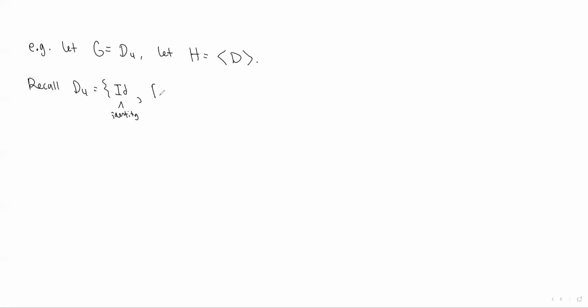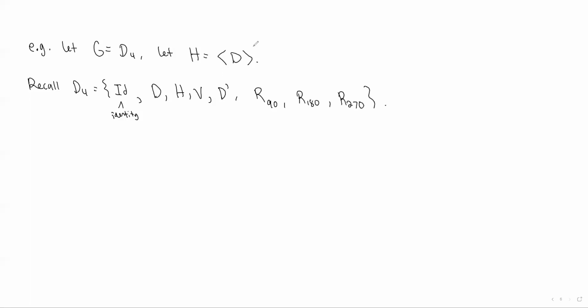So let's do an example. Example, let G be D4 and let H be the subgroup generated by D. So recall that D4, the elements are the identity, then there's 4 reflections called D, H, V, and D prime. And then there's the remaining rotations, so R90, R180, and R270.